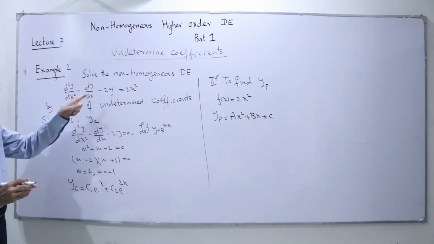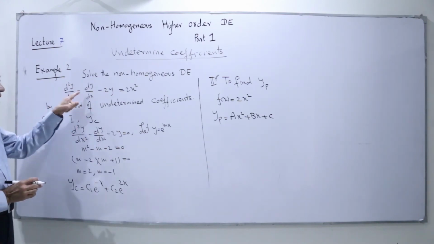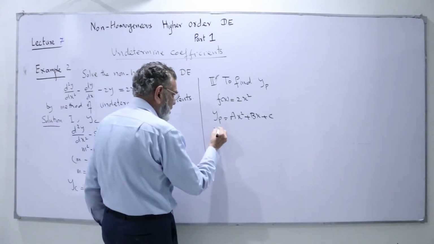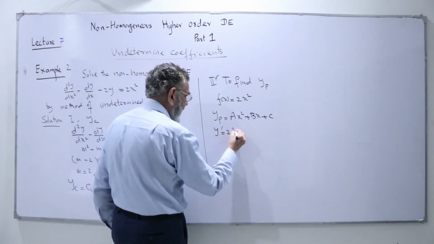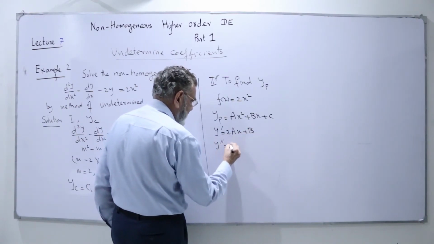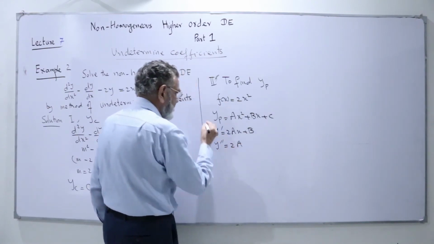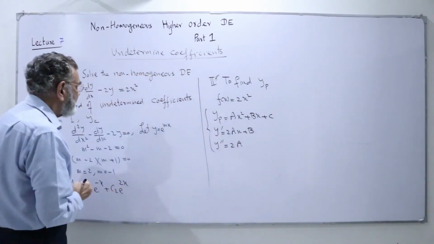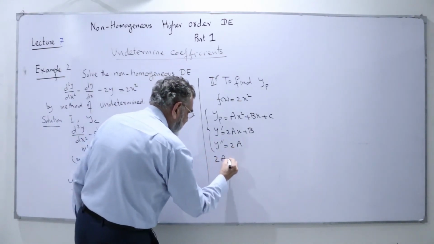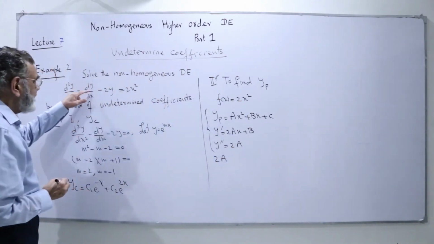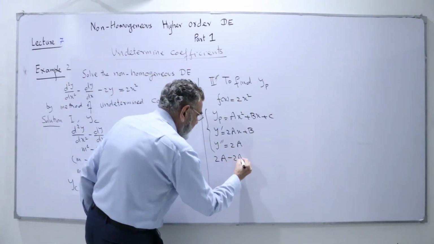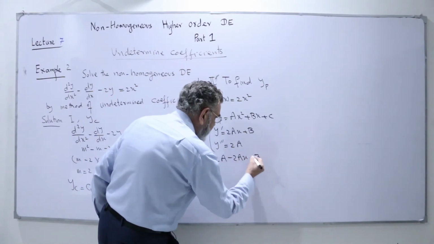Now we substitute this in our differential equation. To substitute it, I need y dash and y double dash. So what's my y dash? My y dash is equal to 2ax plus b. What's my y double dash? My y double dash is 2a. I substitute this in my differential equation. What I'll get, y double dash is 2a. Then we have minus y dash, which is minus 2ax minus b, multiplied by minus 1.